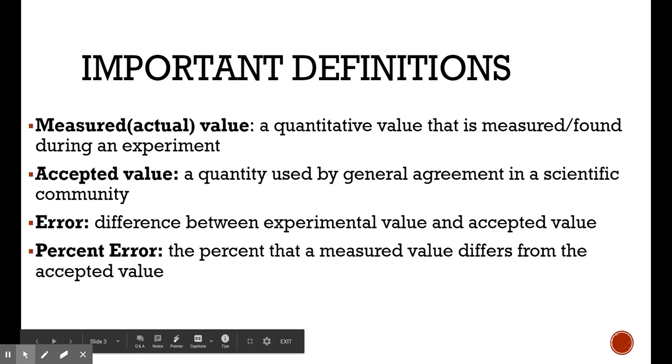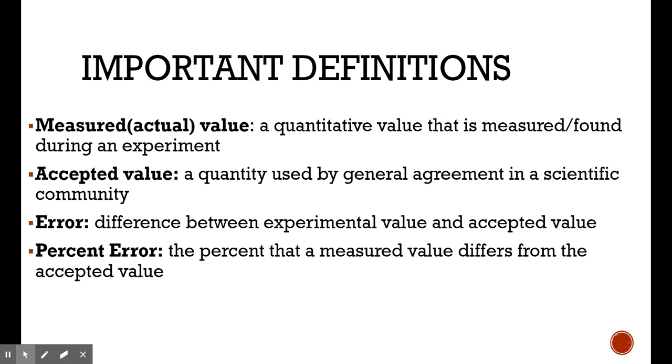Here are some important definitions: measured or actual value, a quantitative value that is measured or found during an experiment. Accepted value, a quantity used by general agreement in the scientific community. Error, the difference between experimental value and accepted value, or measured value and accepted value. And percent error, the percent that a measured value differs from the accepted value.